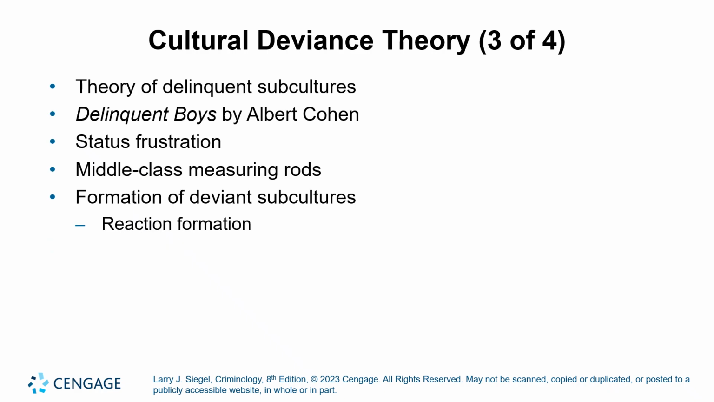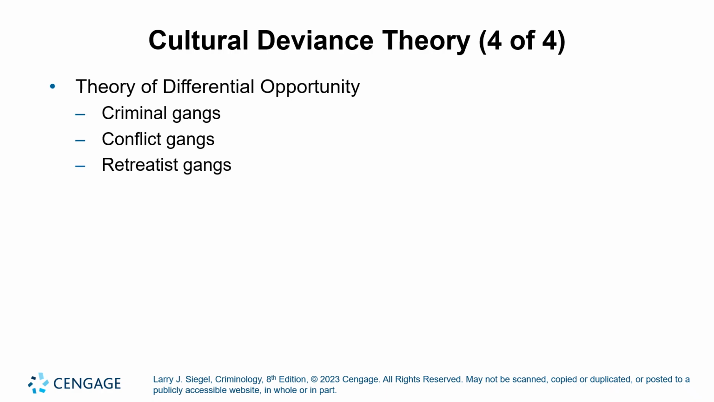One influential version of cultural deviance theory is Albert Cohen's theory of delinquent subcultures. Outlined in Delinquent Boys, Cohen argued that lower class youth often experience status frustration when they're judged using middle class measuring rods, such as academic success and conformity. When these goals feel unattainable, some youths respond through reaction formation, rejecting middle class values and forming deviant subcultures instead. Within these groups, behaviors that are criticized by mainstream society may become sources of status and respect.